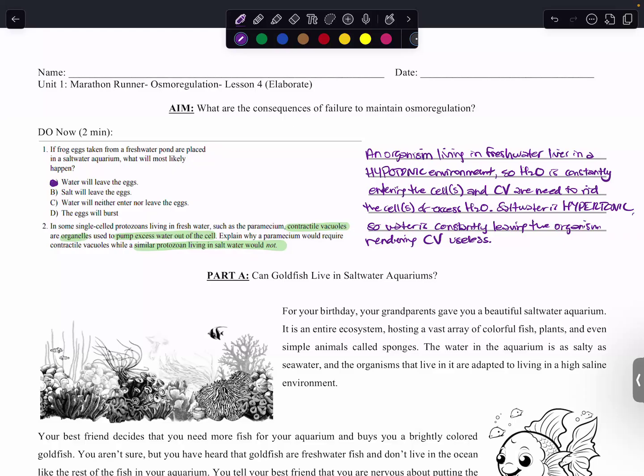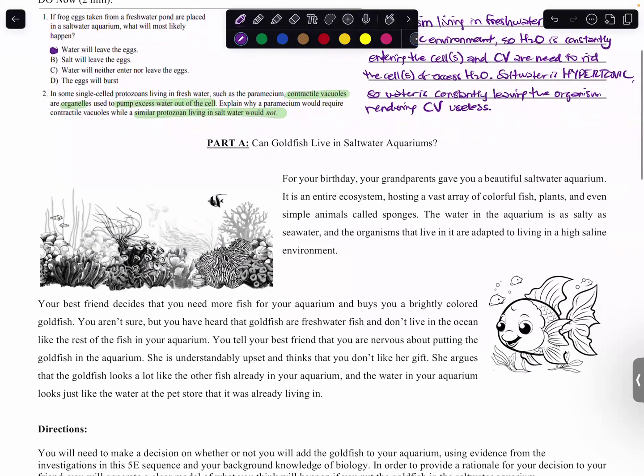All right, so let's read part A. Can goldfish live in saltwater aquariums? We should know the answer to this already. For your birthday, your grandparents gave you a beautiful saltwater aquarium. It is an entire ecosystem hosting a vast array of colorful fish, plants, and even simple animals called sponges. The water in the aquarium is as salty as seawater, and the organisms that live in it are adapted to living in a high saline environment. Saline just means salt.